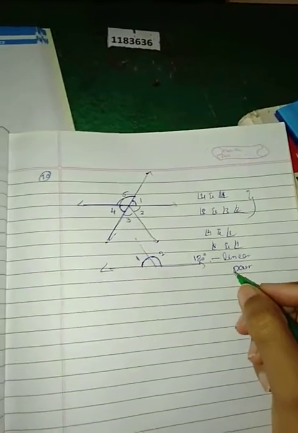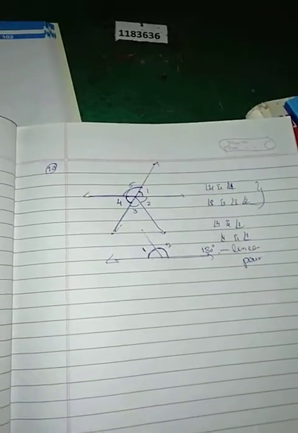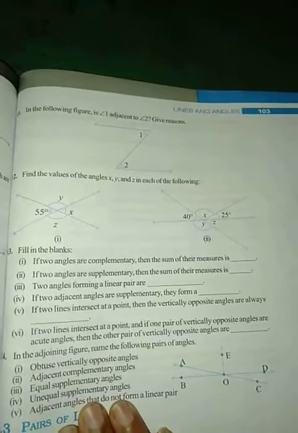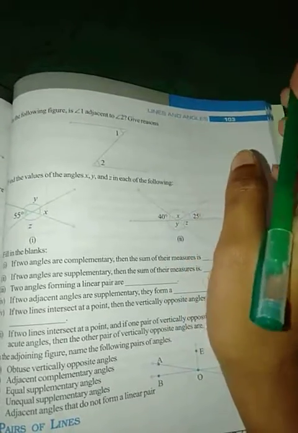Okay, and also called supplementary. Supplementary means when you add two angles, we get 180 degrees. The next one is, in the following figure, is 1 adjacent to 2? Give reason. No. Why? Because adjacent angles means they have a common vertex.